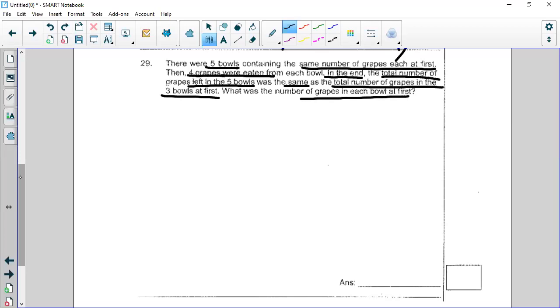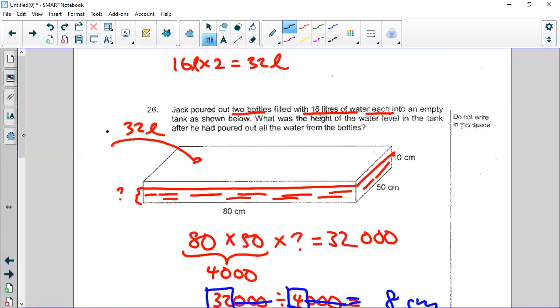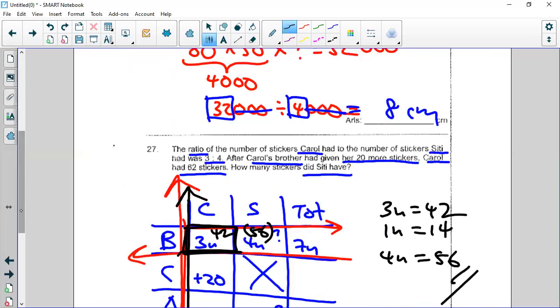But can I use the table method? You cannot use the table method. Why cannot use the table method? Because to use the table method, you must have what? You must have at least 2 persons. Okay, at least 2 persons or 2 groups, right? Can you see there are 2 persons here? So when there are 2 persons, then you can compare. Otherwise, you cannot use the table method.